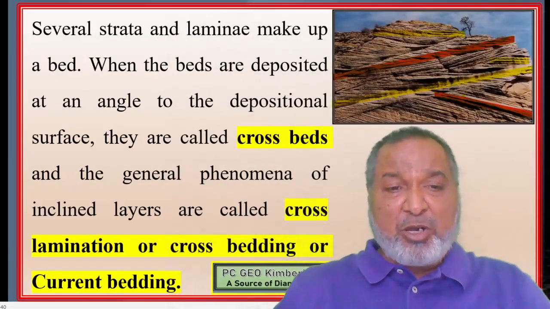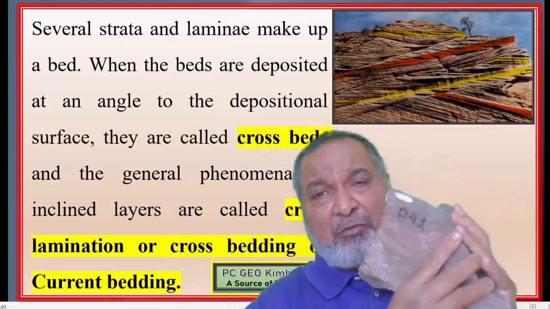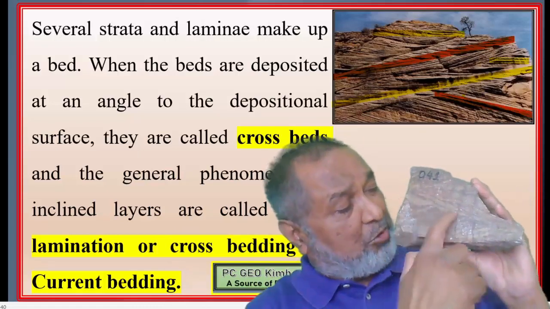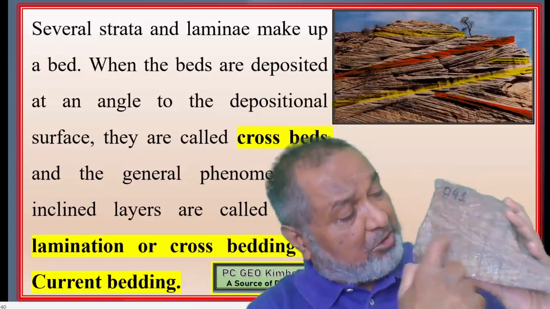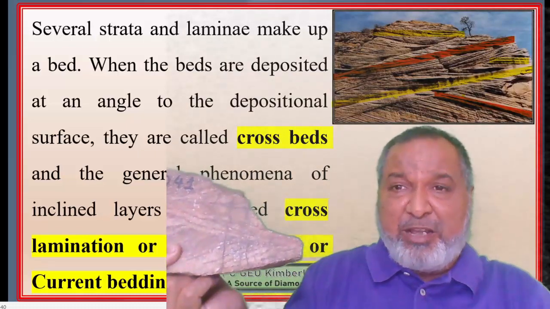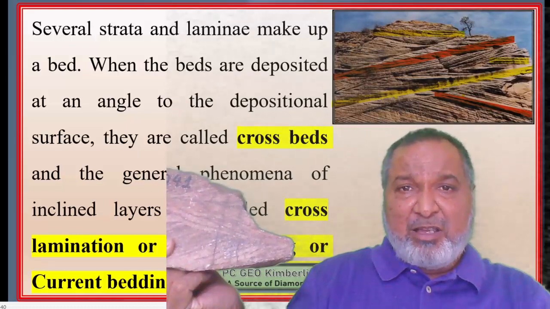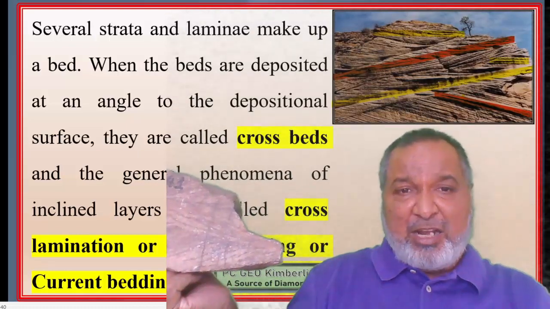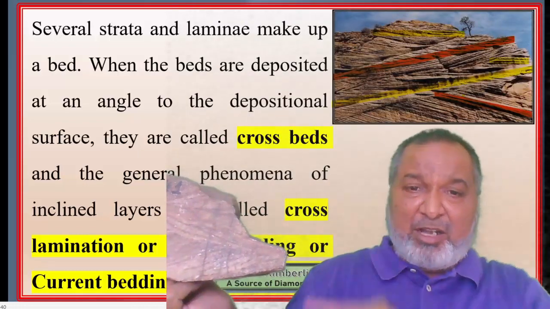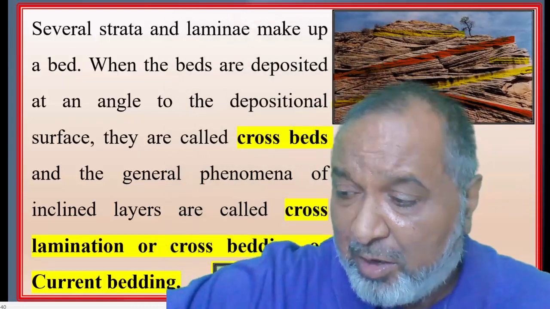The second one is current bedding or cross bedding, where within the bed, the material is carried by currents and deposited. So they show you the current directions. The crossing will be there. The beds cross each other, and cross bedding has taken place. Several strata laminae make a bed and are deposited, and as the current comes, the material is carried and deposited along the current, and that crosses each other. That will give you a cross bedding or current bedding.